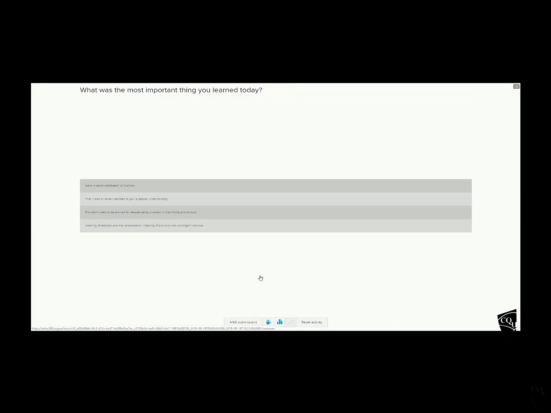More in-depth clarification of liabilities. Well, that's excellent. We need to understand liabilities. When a business owes money or you owe money personally, it's quite important to understand all the ramifications of liabilities. So that's great. Second one, that I need to review liabilities to gain a deeper understanding.